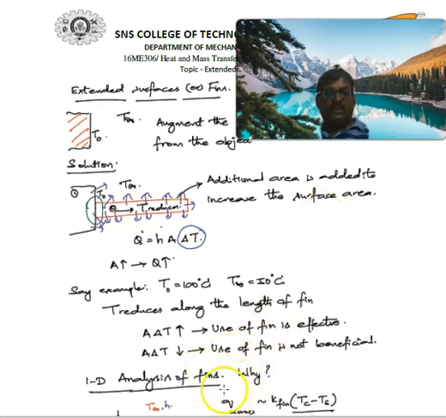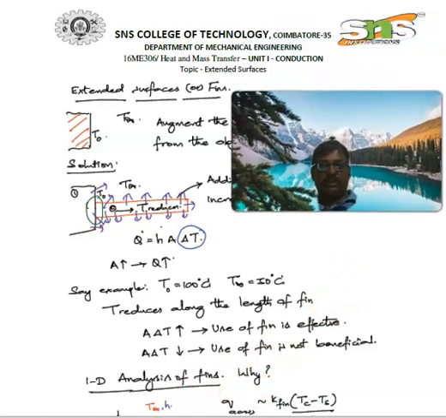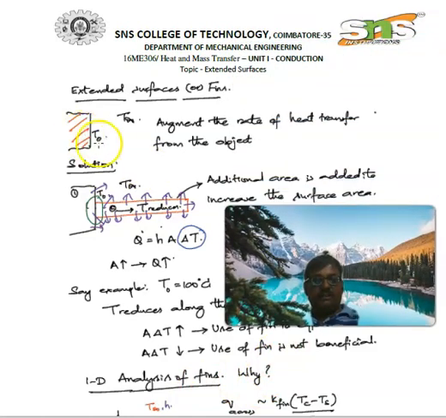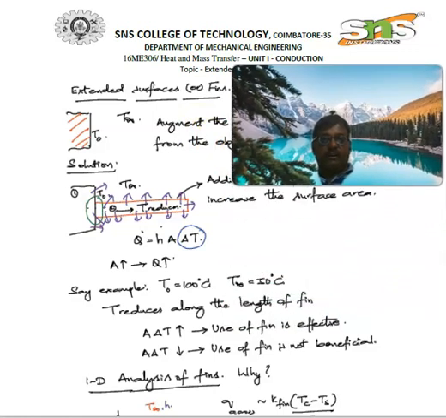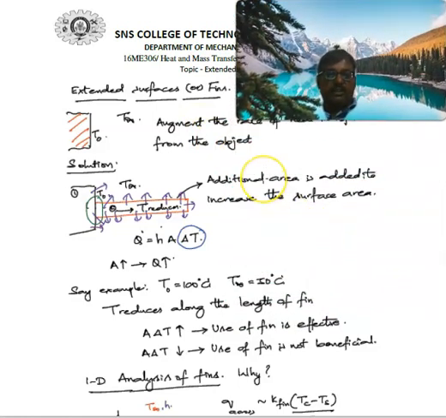Now let me see the extended surface here. So this is the extended surface, T out. T infinity is the ambient temperature, as we saw in the earlier lectures, which augments the rate of heat transfer from the object. So how does it augment? That is very important. The additional area increases the surface area. We know Newton's law of cooling, Q equals h A delta T, where if area increases, heat transfer also increases. So as we discussed, we can see here the heat dissipation to the surrounding.